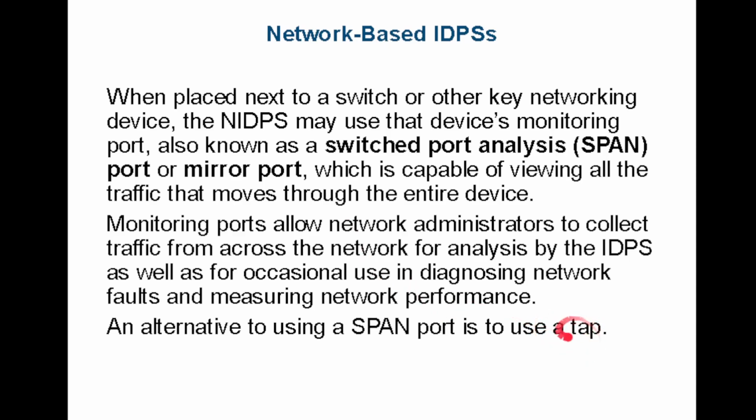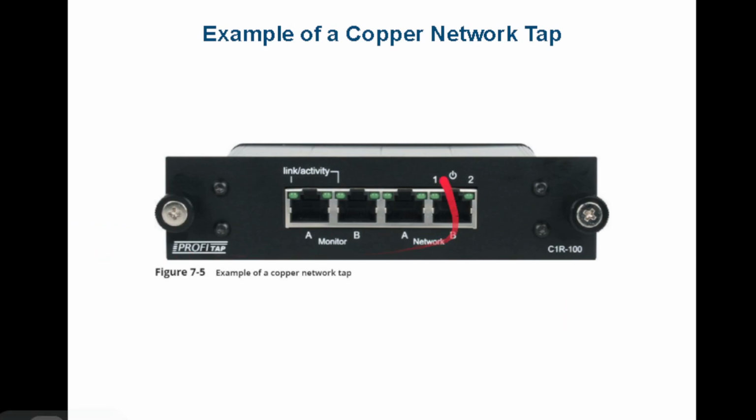Now you can use a tap rather than a span port, but that is a separate appliance. Basically, think of it as electronically duplicating the traffic. I'll call it a dedicated device that gives you a mirrored port. Remember, the mirrored port means all the traffic that's going through this network, it's as though it's all being sent out here just for monitoring.